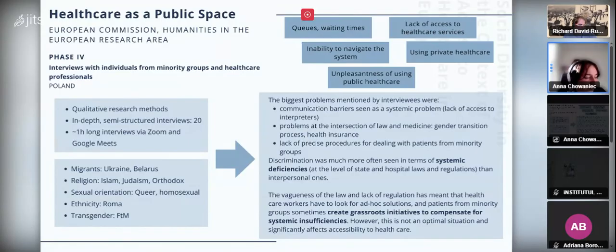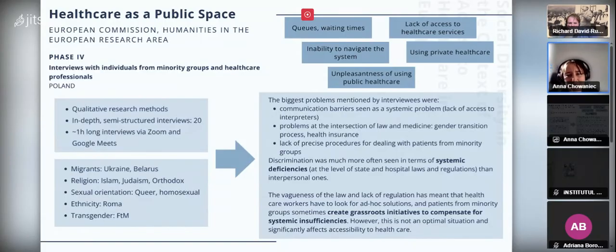takeaway is that minority groups generally face the same barriers as the majority population, which is very straightforward and understandable, yet it is quite rarely raised in the literature, because when you are trying to find something on minority groups, you will find the specific barriers, which is of course much needed and important. But what they shared with us is that they face the same barriers most of the time. So queues, waiting times, general unpleasantness of using public healthcare, having to use private healthcare, lack of access to different services, inability to understand and navigate the medical system, the public medical system here in Poland.